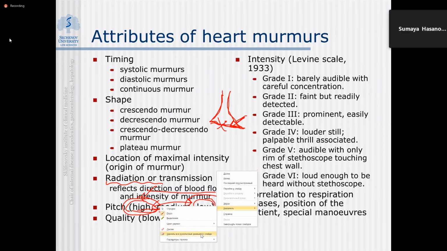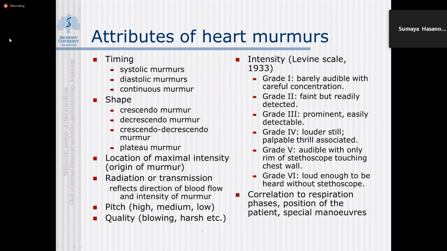Professor, excuse me, I didn't get this. How can I hear this with my phonoendoscope?